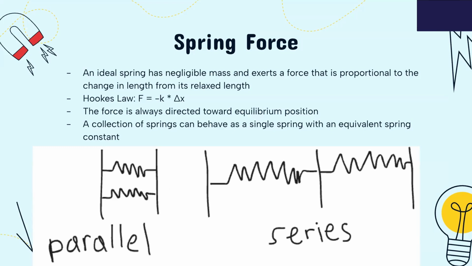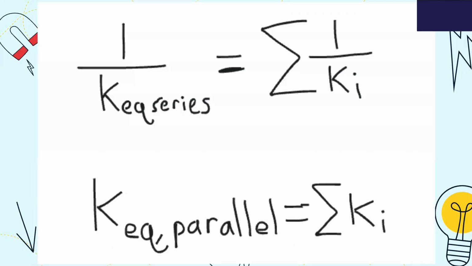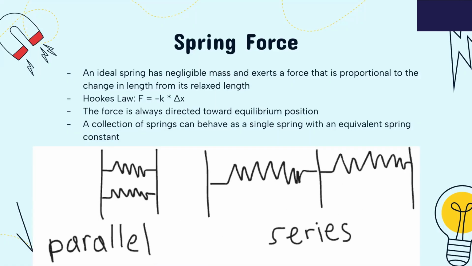Note that a collection of springs, we can treat as a single spring with an equivalent spring constant. So I included the two types of collections you need to know, springs in parallel and springs in series. For springs in parallel, this is the equation used to find the equivalent spring constant. So 1 over k equivalent is equal to the sum of 1 over the individual spring constant of each spring for series. So that's for the right one.